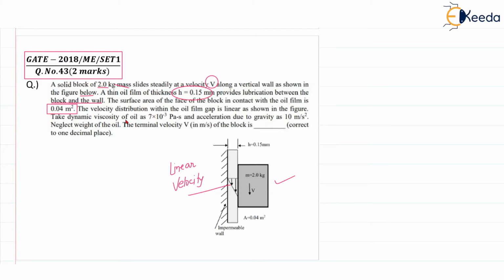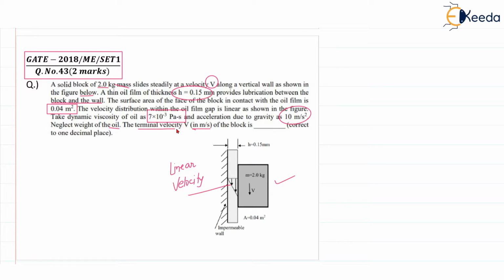Take dynamic viscosity of the oil as 7 into 10 to the power minus 3 Pascal second and acceleration due to gravity as 10 meter per second square. Neglect weight of the oil. The question is: find the terminal velocity v in meter per second of the block, correct to 1 decimal place.